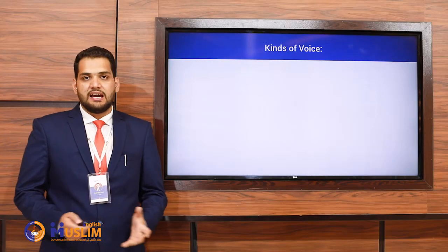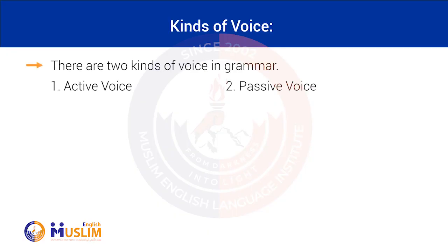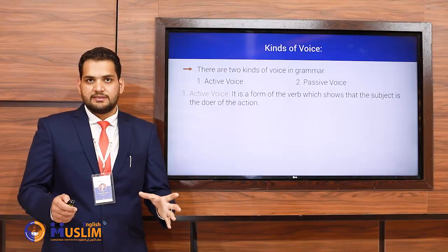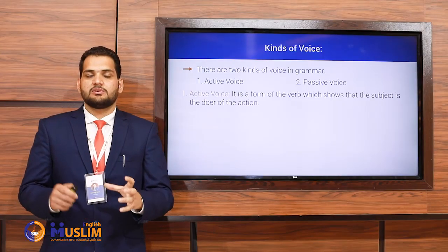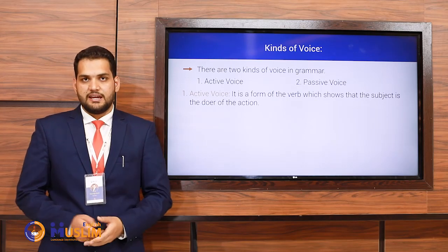Let's talk about kinds of voice. In English grammar, we have got two kinds of voice. Number 1, active voice, and number 2, passive voice. What is active voice? It is a form of the verb which shows that the subject is the doer of the action. In active voice, we show that the subject performs an action, or in simple words, is the doer of the action.